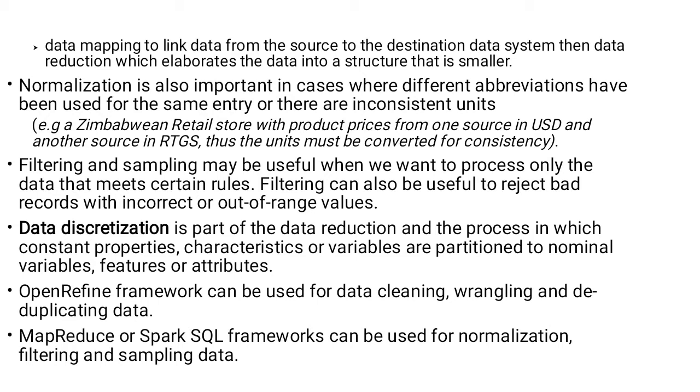Filtering and sampling may be useful when we want to process only the data that meets certain rules. Filtering can also be useful to reject bad records with incorrect or out of range values. Data discretization is a part of data reduction, the process in which constant properties, characteristics, or variables are partitioned to nominal variables, features, or attributes.